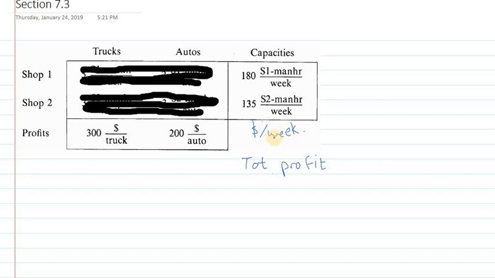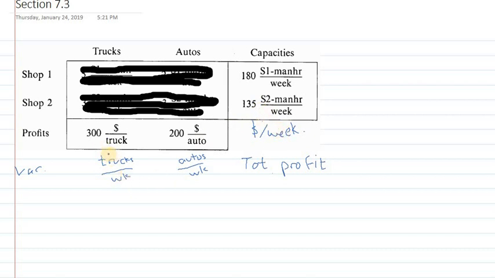All right, now, in order to get the total profit, we're going to produce a certain amount of trucks and a certain amount of autos, and that will give us a certain profit. So we have variables that we need to specify by this problem. We need to specify how many trucks per week and how many autos per week. And you can verify if I take dollars per truck and trucks per week, I get dollars per week.